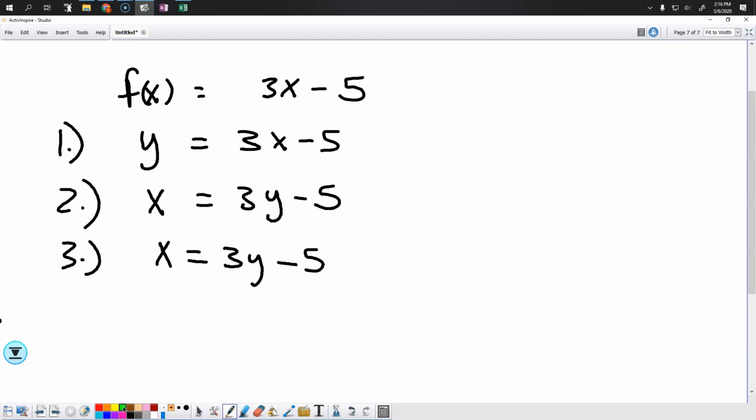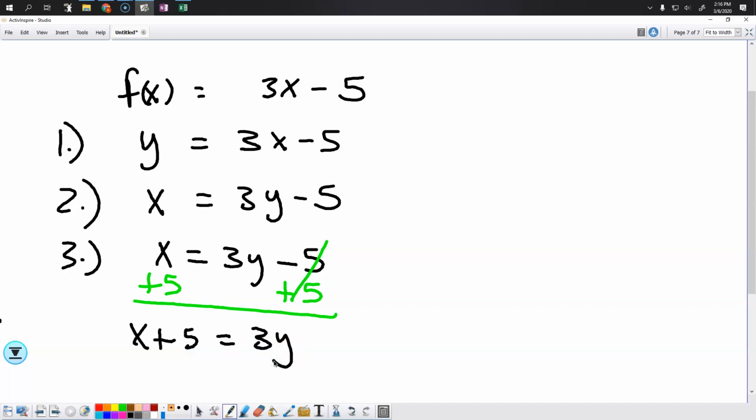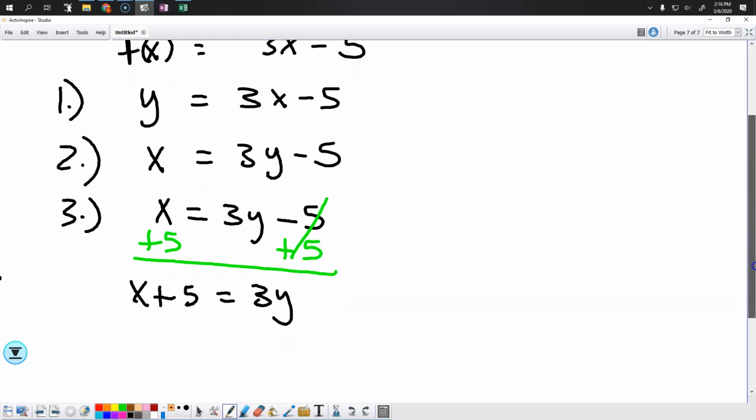So I want to get y by itself. What would I do first? We would add 5 first, right? That would leave me with x plus 5 over here, 3 over there. Now what? Divide by 3, right?